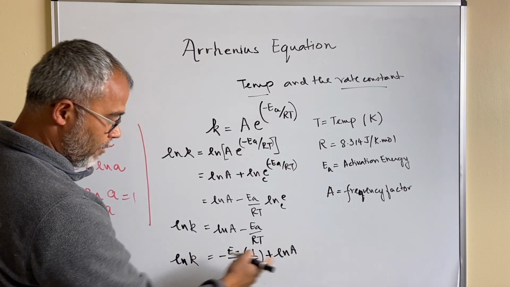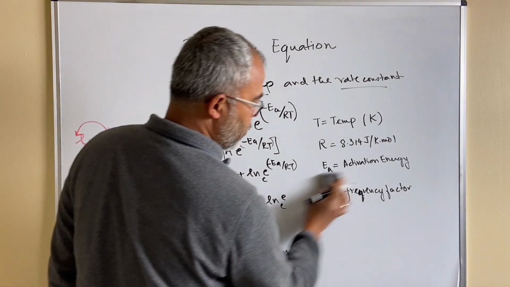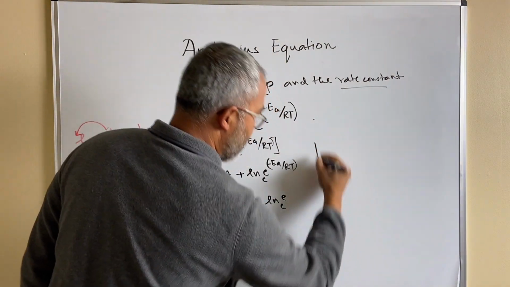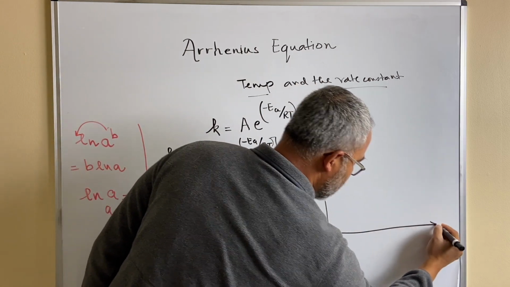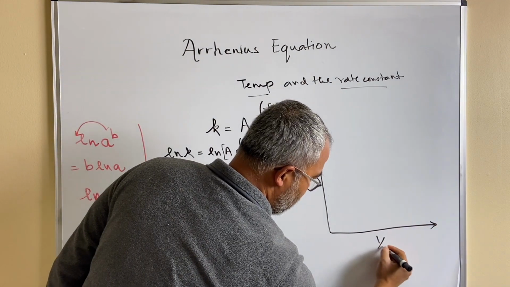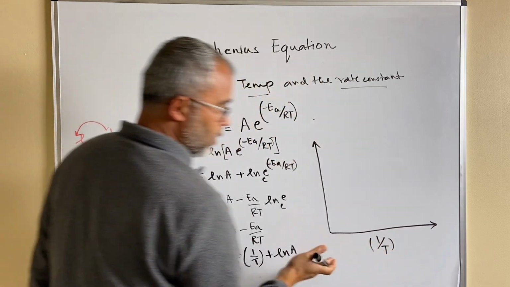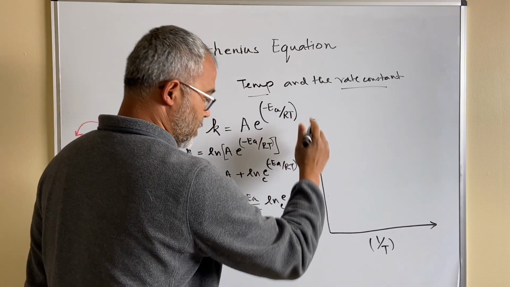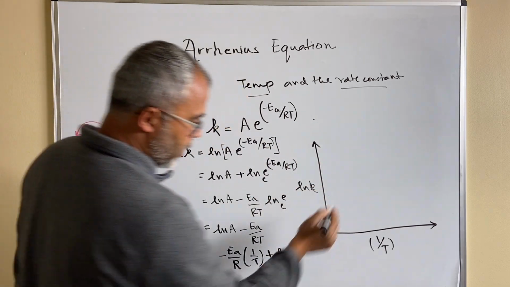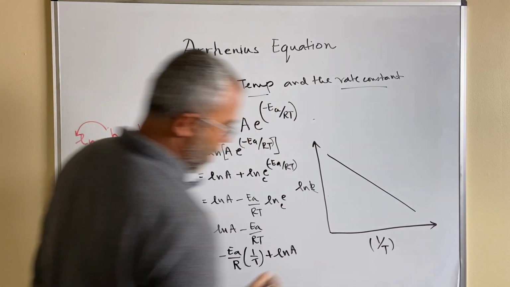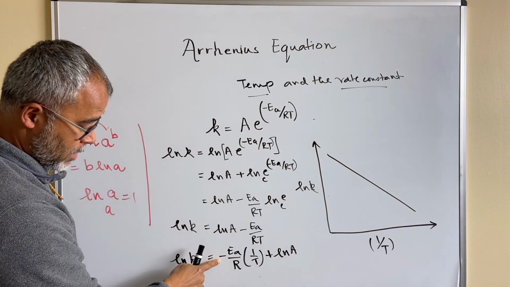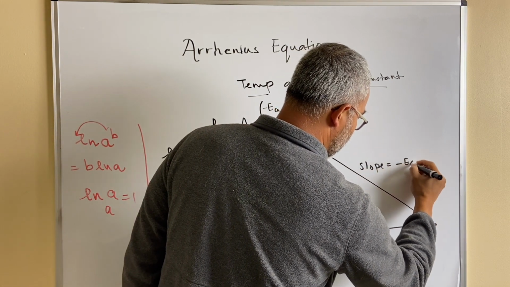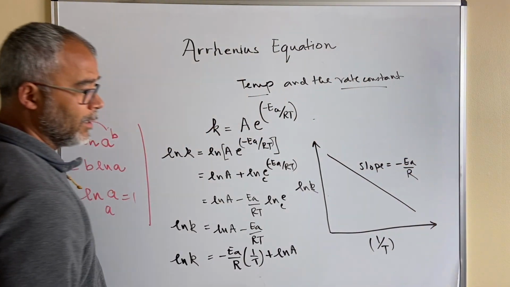Okay, so now if you plot this, I'm just going to go ahead and erase this side so I can show you what the plot will look like. If you plot this, we're going to put 1 over T on the horizontal, and we're going to put ln of K on the vertical. We're going to get a negative slope because of that negative EA over R. So that's the slope. So the slope is equal to negative EA over R. Okay, and there you have it.